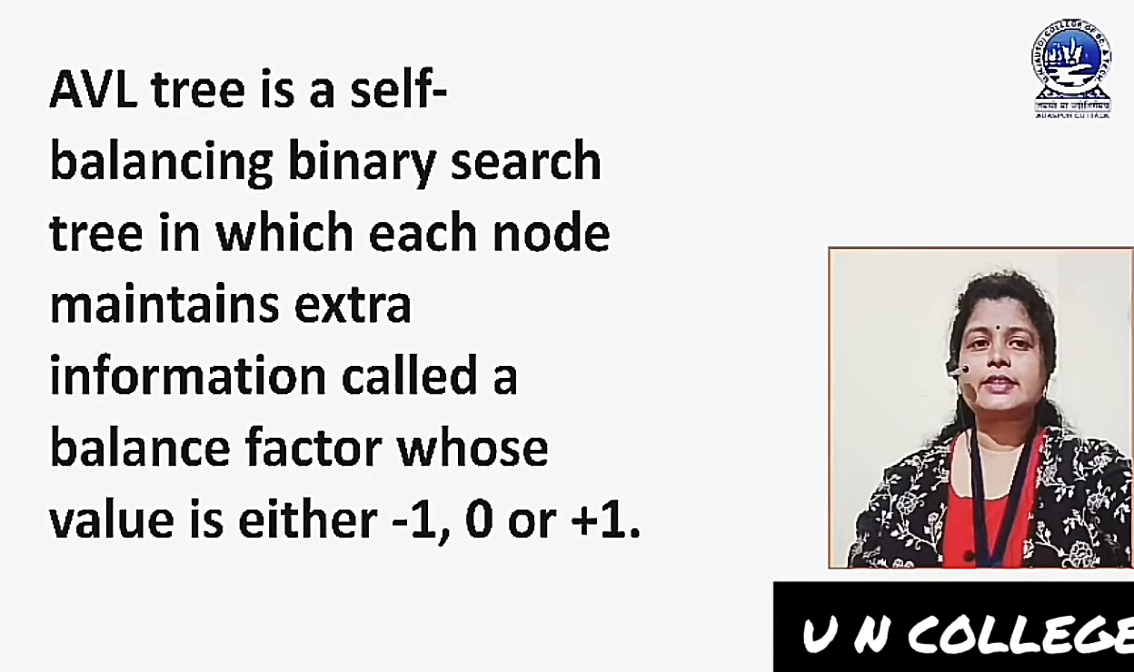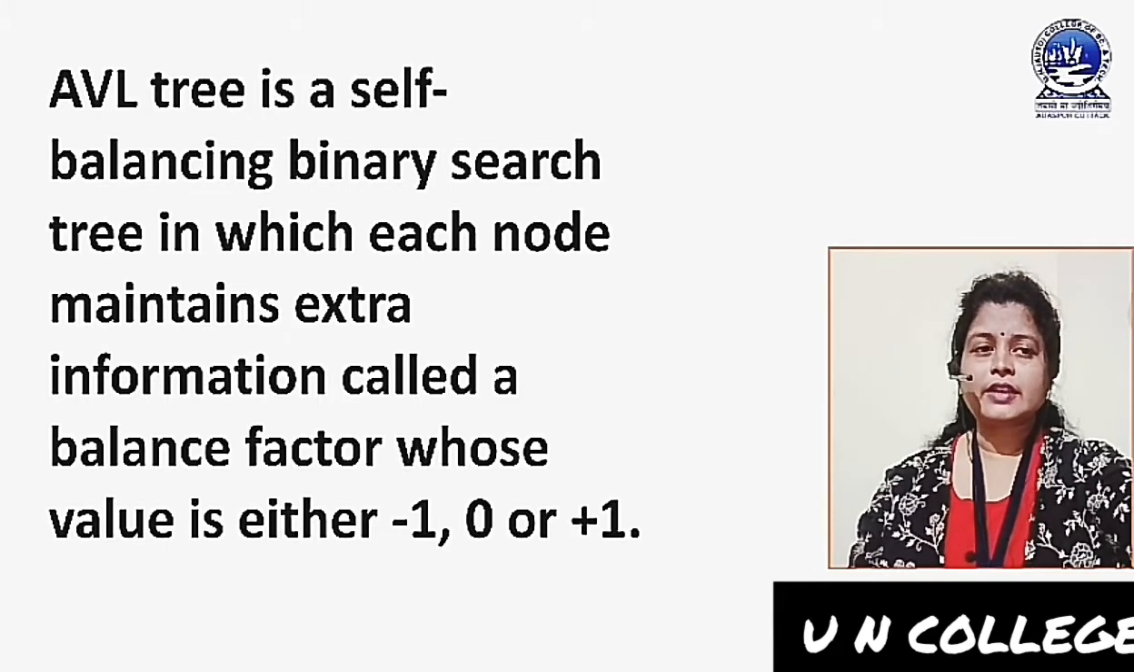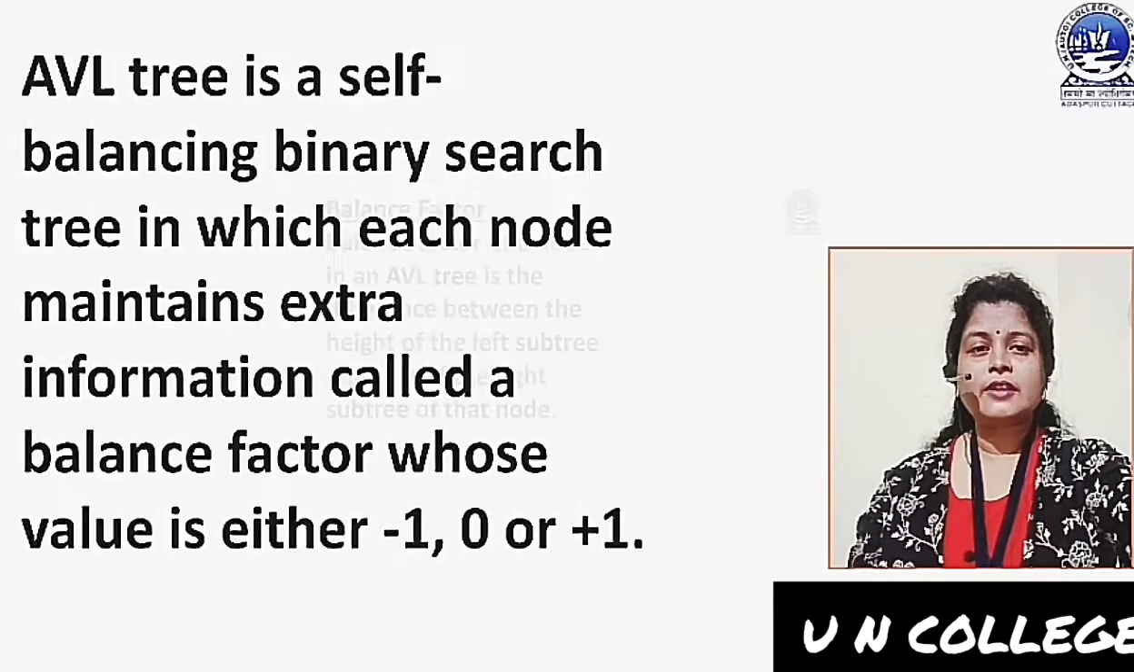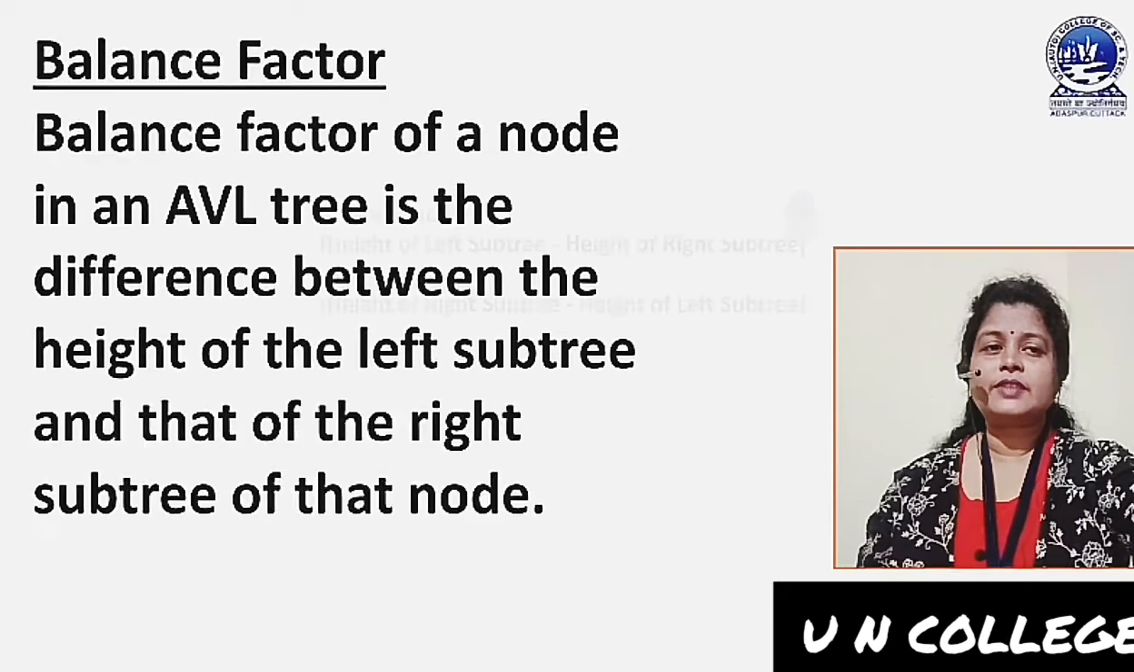AVL tree is a self-balancing binary search tree in which each node maintains extra information called a balancing factor, or you may say a balance factor, and the value of the balance factor is either -1, 0 or +1. Now we will discuss what is the meaning of balance factor. Balance factor of a node in an AVL tree is the difference between the height of the left subtree and that of the right subtree of that node.